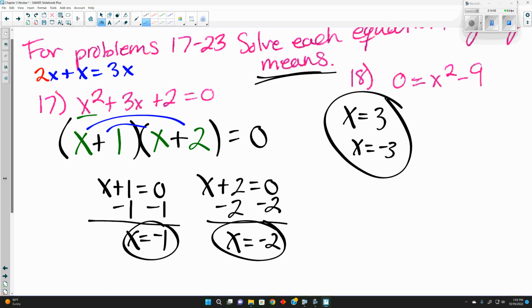So if it's asked to graph, we can plug it into the graphing calculator and see where it's 0. If it does say to solve by graphing, it means that the solutions are going to be whole numbers. They're going to be nice answers, and we're going to solve it by graphing. Does that make sense? If it says solve by graphing, it's going to be whole numbers.